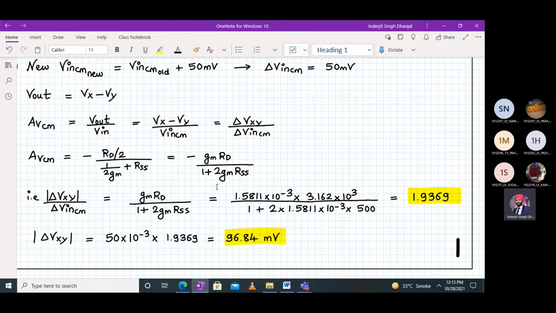Please cross check this. Its value is coming out to be 96.84 millivolt. Are you all getting the same answer? Yeah. Are you all getting 96.84 millivolt and 1.9369?